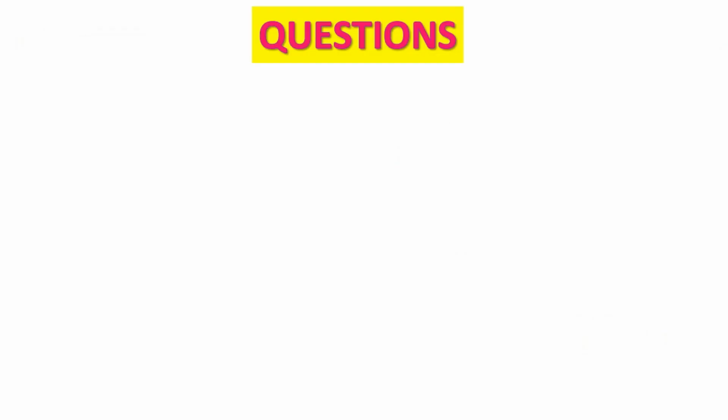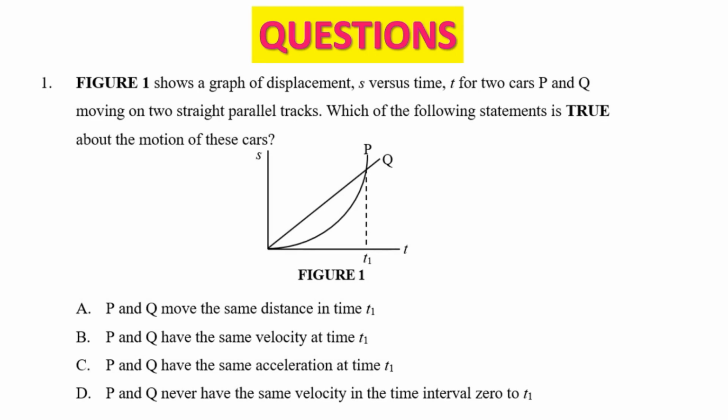So we go to the first question. Figure 1 shows a graph of displacement s versus time t for two cars P and Q moving on two straight parallel tracks. Which of the following statements is true about the motion of these cars? We have the displacement-time graph, one is a P curve and one is a Q straight line. So what is the answer? A, P and Q move the same distance in time t1. Correct.